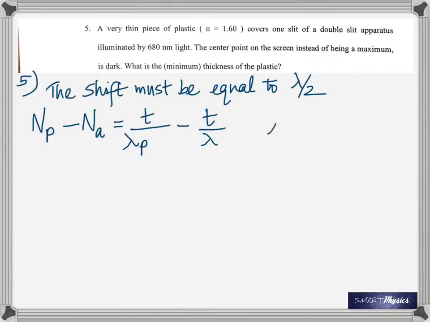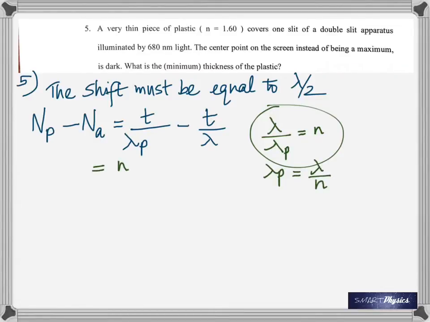So for air, you have t by lambda. And for plastic, you have t by lambda P. What's lambda P? The wavelength in plastic. And lambda is the wavelength in air. Now I've got to find a relation between them. The ratio of the wavelengths must be equal to the refractive index. That is from the definition of refractive index, which gives lambda P is lambda by n.